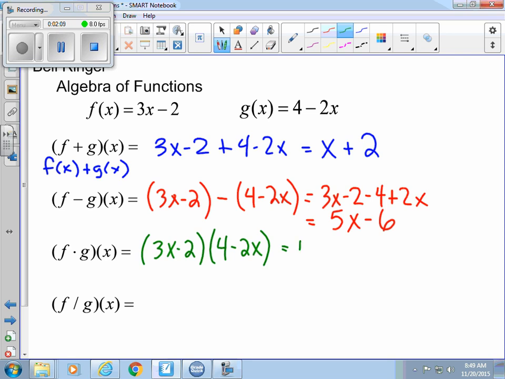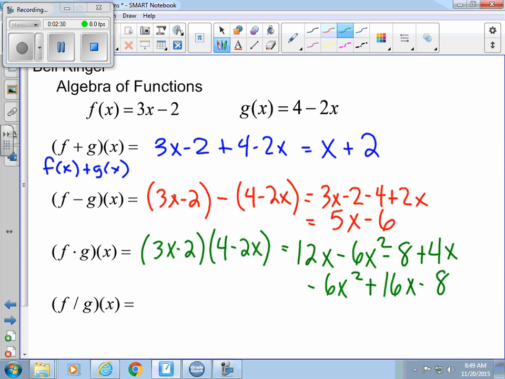First, outer, inner, last. 12x minus 6x squared minus 8 plus 4x. Combine like terms together. So I get negative 6x squared plus 16x minus 8.